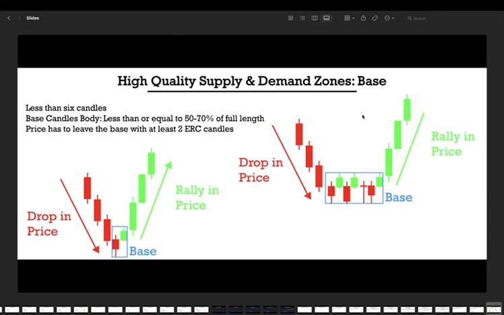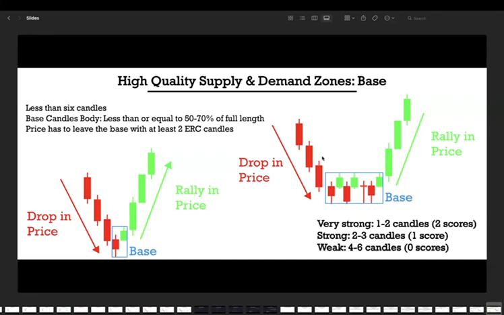But now I will show you a bad example, a low quality base zone. So here the same pattern, drop base rally. This is our base zone. We're starting with the first criteria, less than 6 candlesticks. Here we have 1, 2, 3, 4, 5, 6, 7 candlesticks. We're not done with the first criteria. Second criteria, body less than or equal from 50 to 70%. You can see some of them are less than 50, some of them are more than 70. So some of them keep this criteria, some of them are not keeping them. But we want to see that all candlesticks in the base zone keep this rule. So we are not done with the second rule as well. And the third rule says that price has to leave the base with at least 2 ERC candlesticks. Here we have 3. Yeah, we are done with this criteria. But with the first 2, we're not done. It means that it's a bad base zone, low quality.